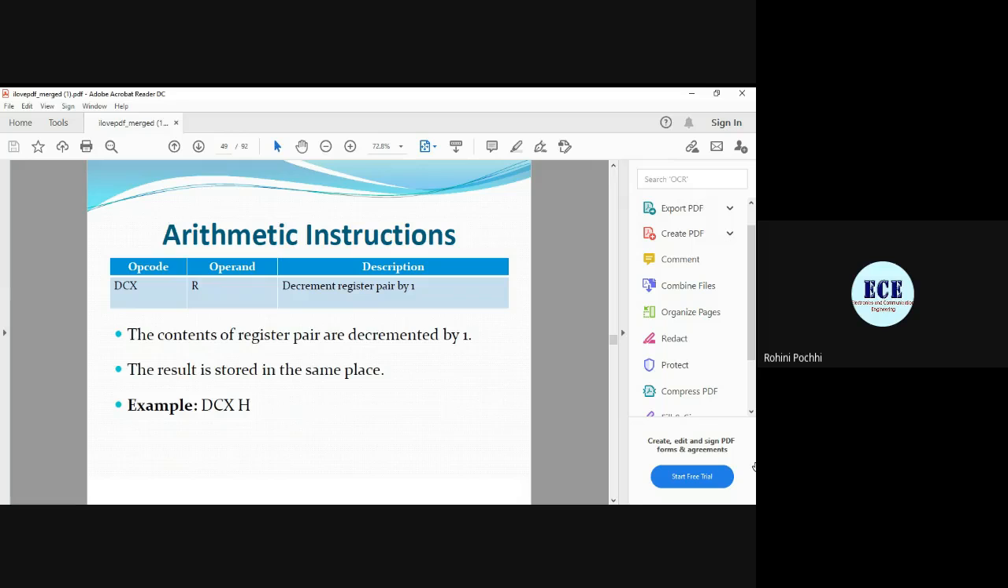Now DCX is decrement register pair by 1. The content of register pair are decremented by 1 and the result is stored in the same place wherever the source is stored.